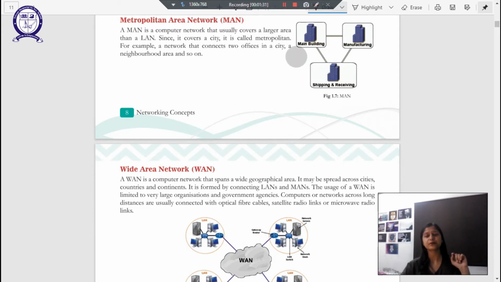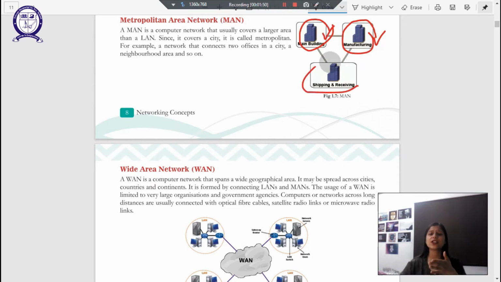So for example, we have one main building here. There's a huge office, let's just say there's a huge company. They have a main building here, and then they want to connect their big system to another company that's a little bit far from that place. Then let's say there's this manufacturing hub, and they're shipping and receiving. So they have different LANs, and they just want to connect them. Although the distance between these buildings and the systems is quite far, it's not as small as the campus area network. So a MAN just connects two offices in a city, a neighborhood area, and so on.